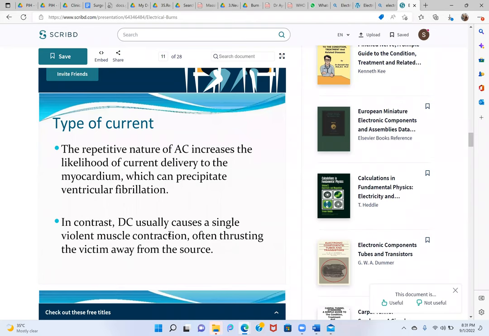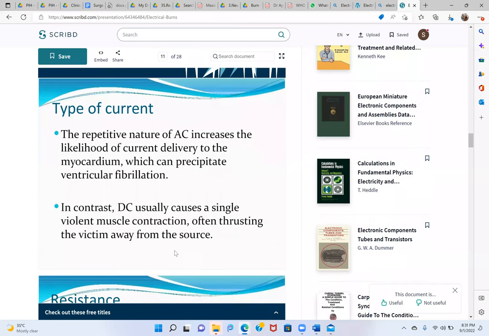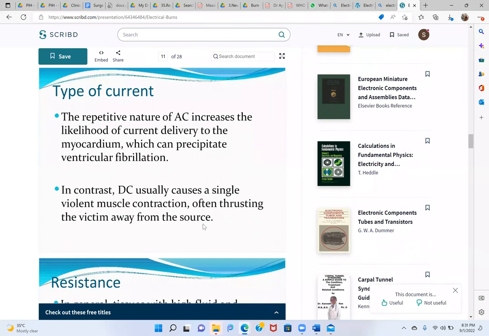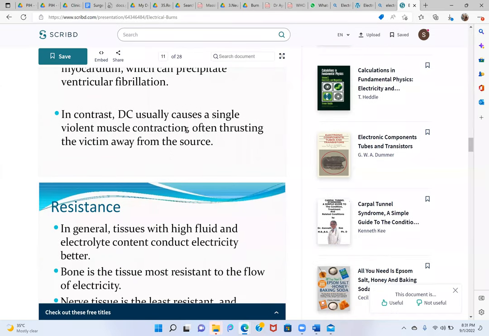In contrast, DC usually causes a single violent muscle contraction, often thrusting the victim away from the source. So with DC energy, the shock will be less.